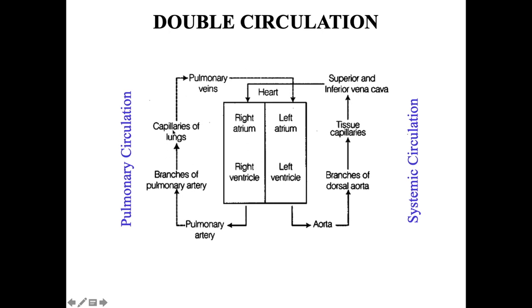This part of the circulation is called the pulmonary circulation, and this part of the circulation is called systemic circulation. Okay, following are the steps involved in blood circulation. The left atrium receives the oxygenated blood from the lungs through the pulmonary vein. This is the pulmonary vein. It will give the oxygenated blood to the left atrium.